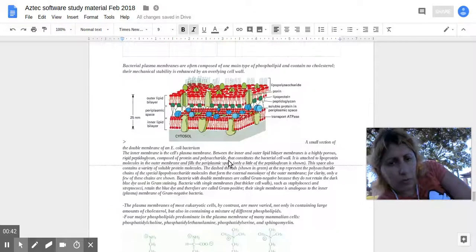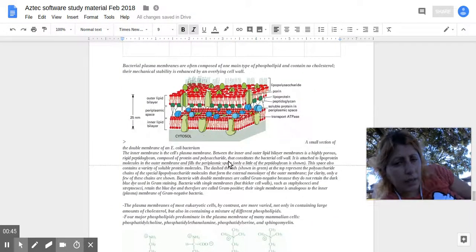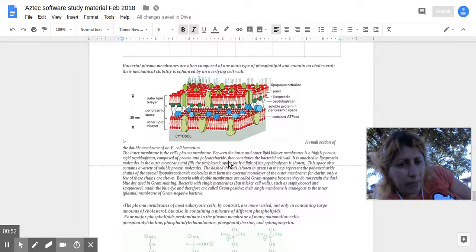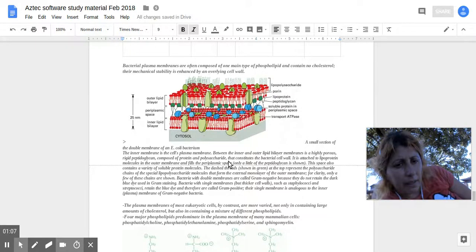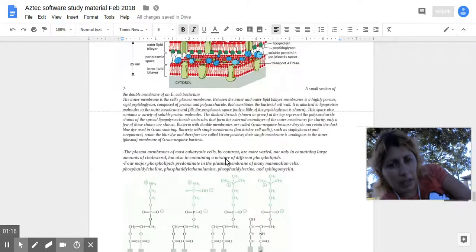These all serve to make the membrane specific and help in its function. So lipoproteins, lipopolysaccharides. So different kinds of molecules are in the membrane. There's transport ATPases, channels such as porin that help with molecules getting across the membranes.